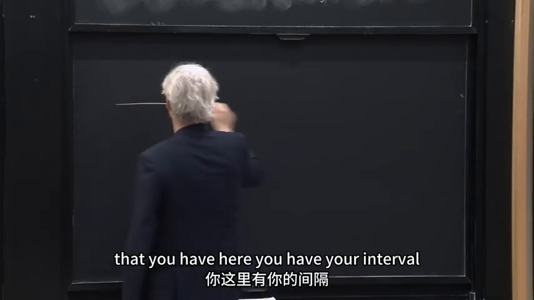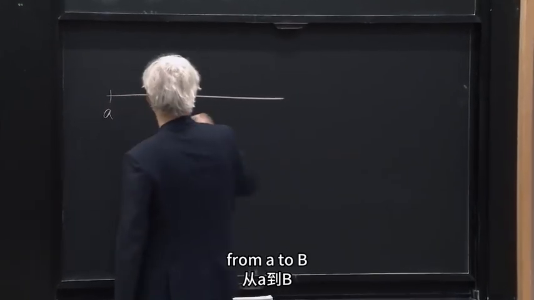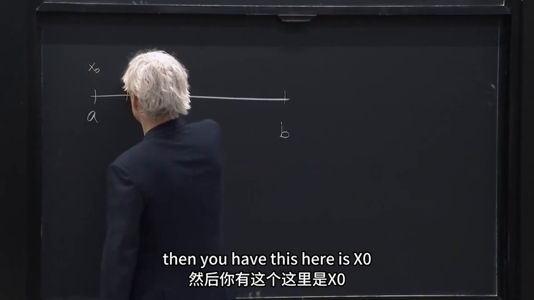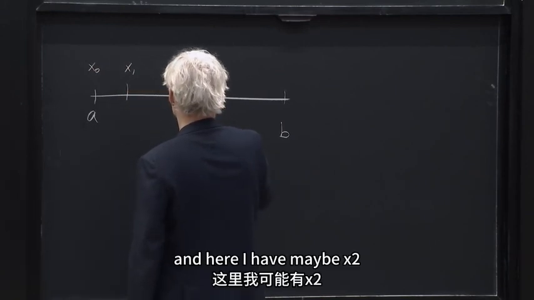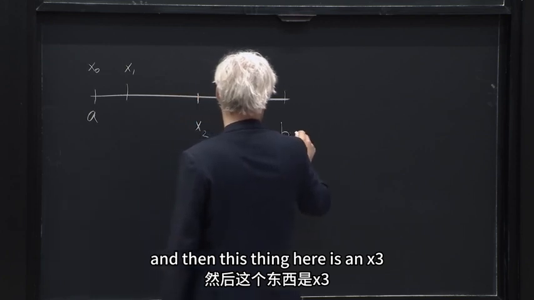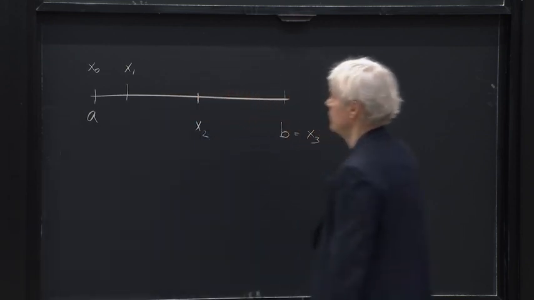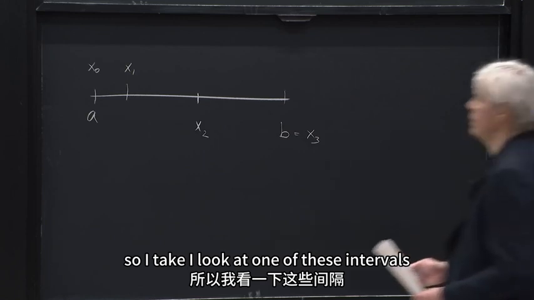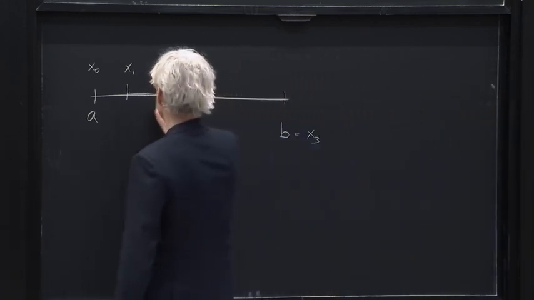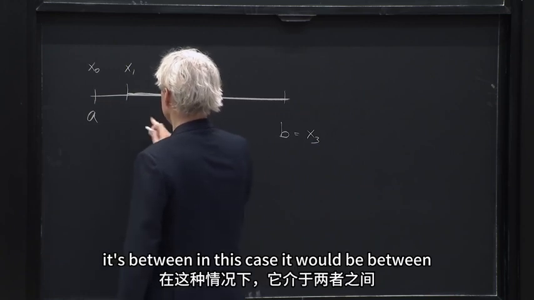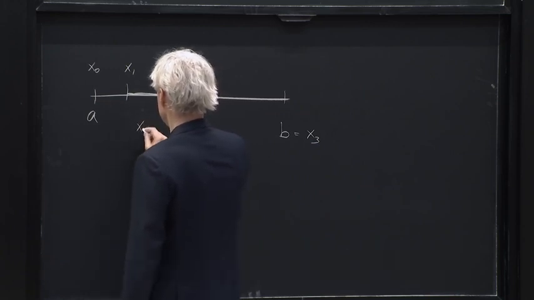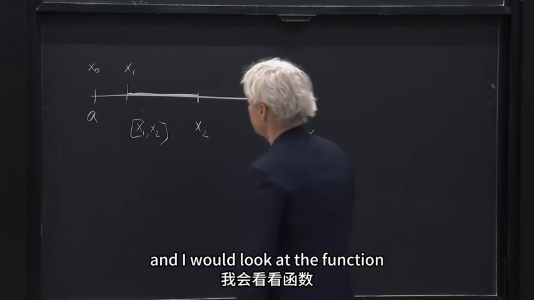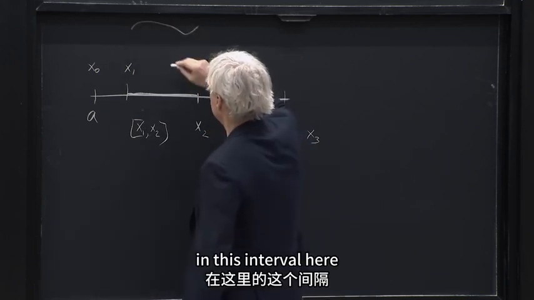Here you have your interval from A to B. Then this here is x0. Here I have x1. And here I have maybe x2. And then this thing here is x3. So I look at one of these intervals. Well, it could be this one here. It's between, in this case, x1 and x2. And I would look at the function in this interval here.